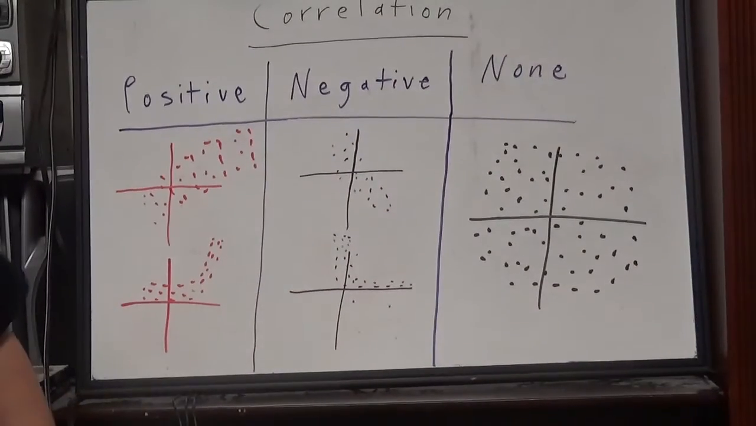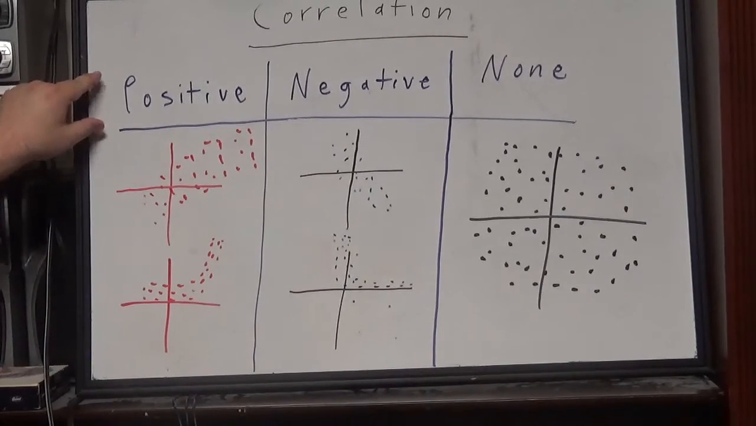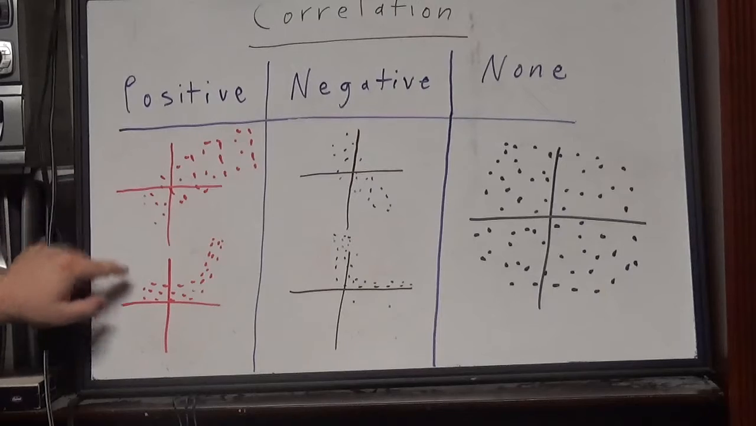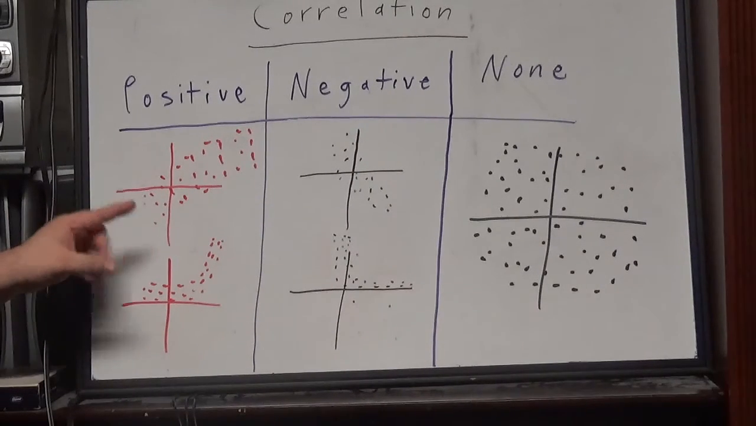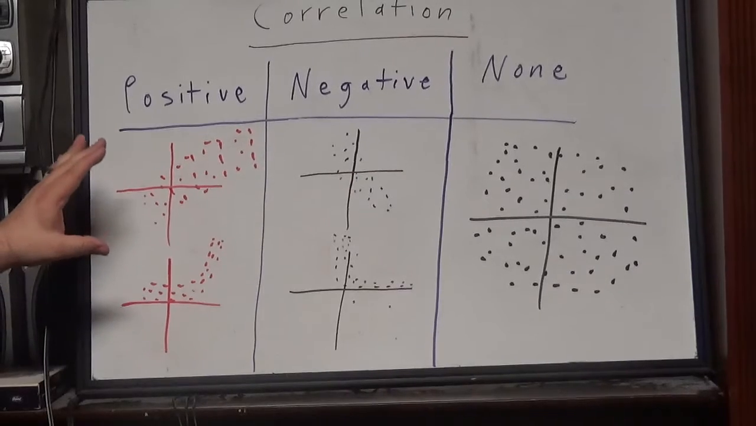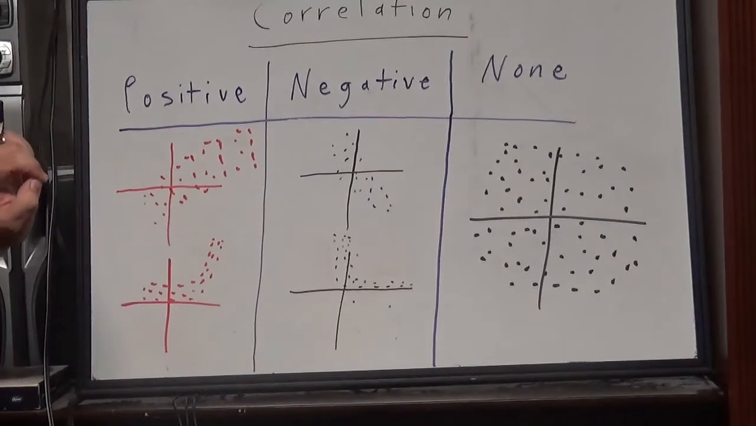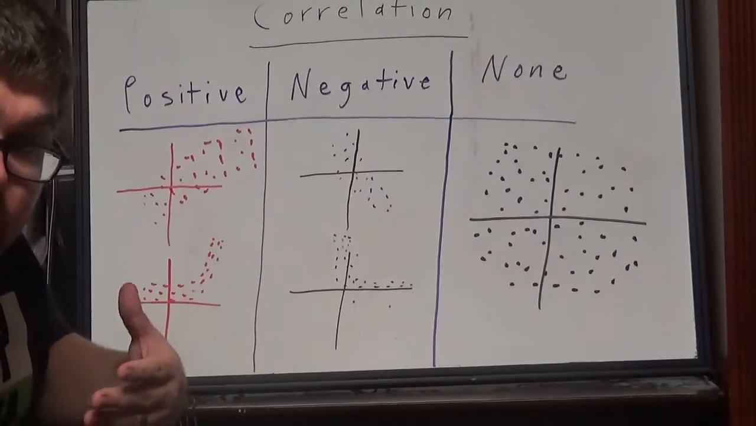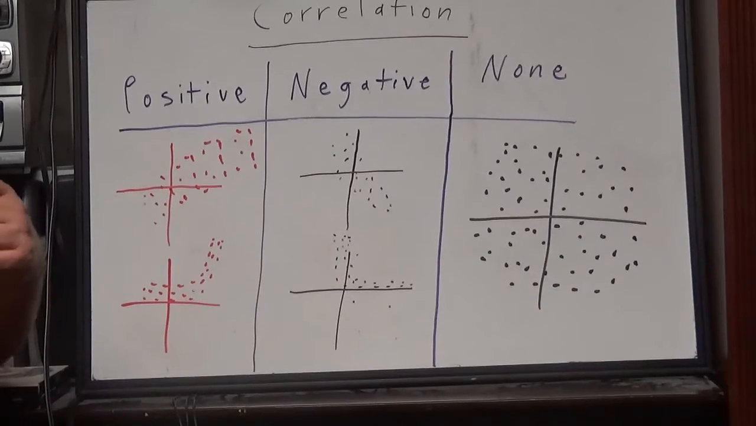So I'm going to keep this as simple as I can. Positive correlation. I've got two examples here. The first, generally, what we mean when we say positive or negative correlation is we go left to right. Does the cluster of data, is it getting bigger or smaller as we go left to right?